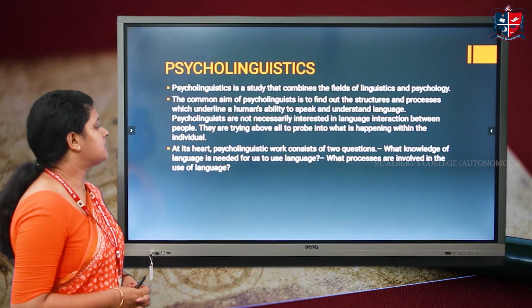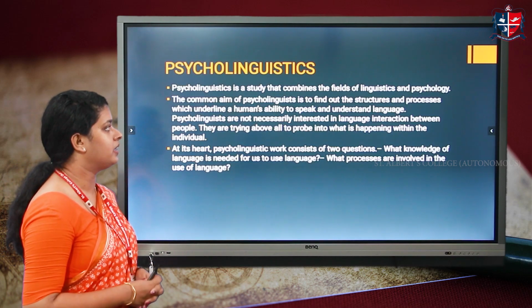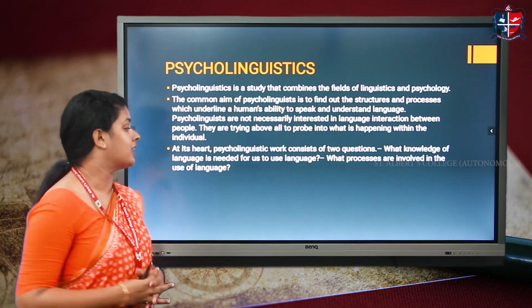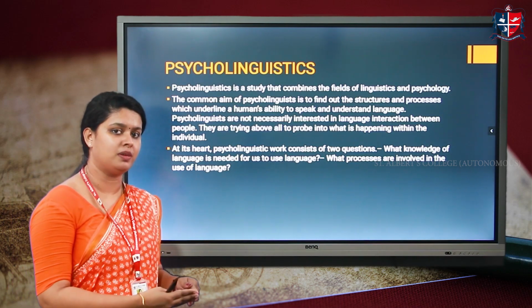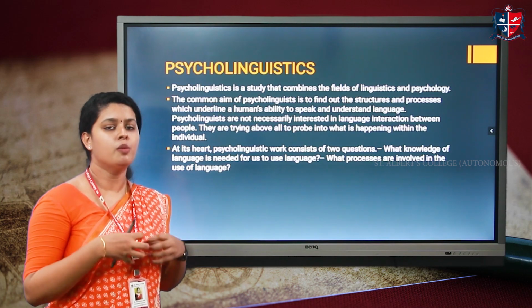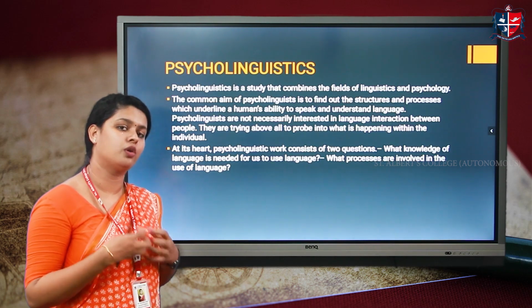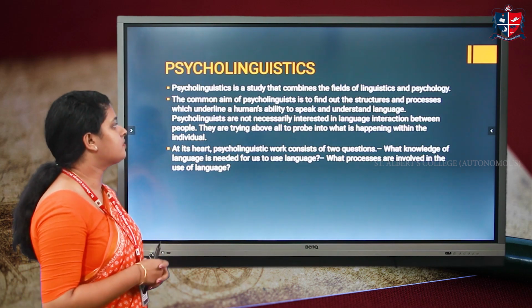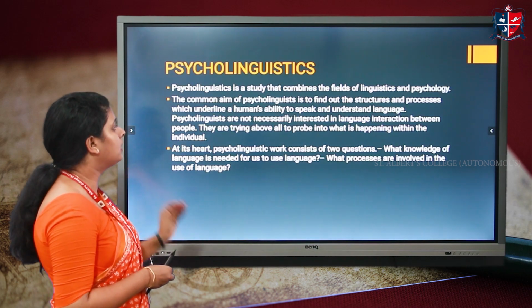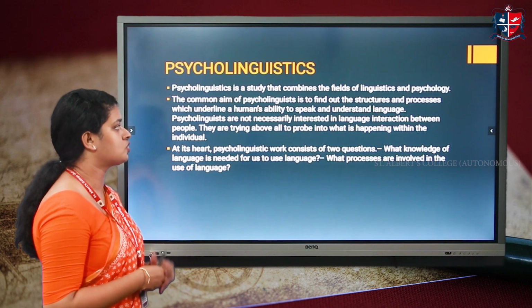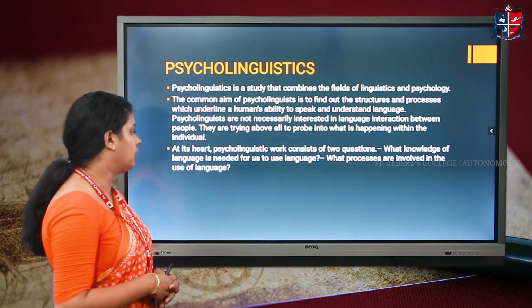So, psycholinguistics is a study that combines the fields of linguistics as well as psychology. It's not about how we speak to other human beings, it's about how the language is being processed in our own minds or in our own brains. The common aim of psycholinguistics is to find out the structures and processes which underlie a human being's ability to speak and understand a particular language.